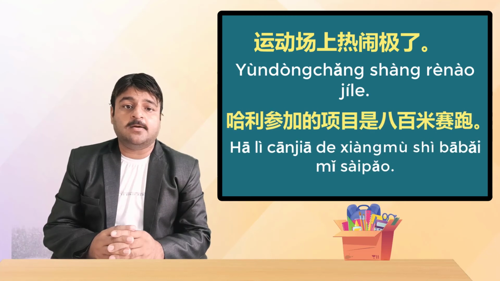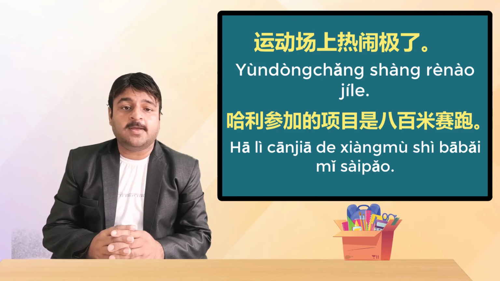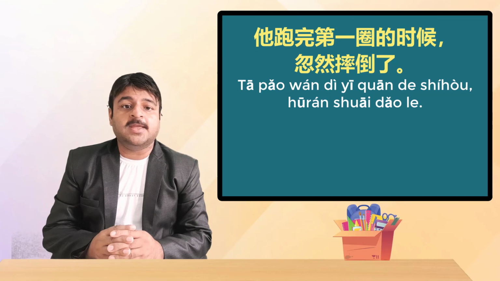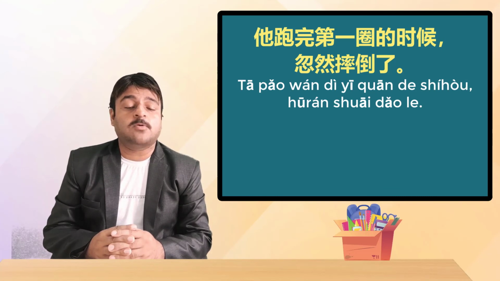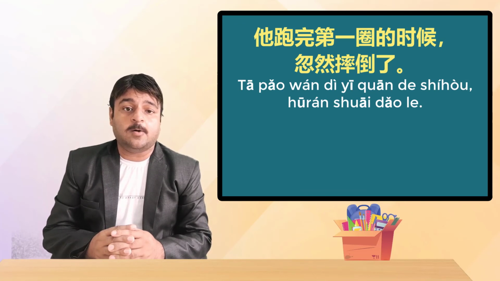哈利参加的项目是 the event that Hali participated in is 800米 800 meters 赛跑 race. The event that Hali participated in was the 800-meter race. 他跑完第一圈的时候 when he finished the first round, 圈 is round, 忽然摔倒了，忽然 suddenly 摔 fell down, 摔倒了 fell down. When he finished the first round, suddenly he fell down.